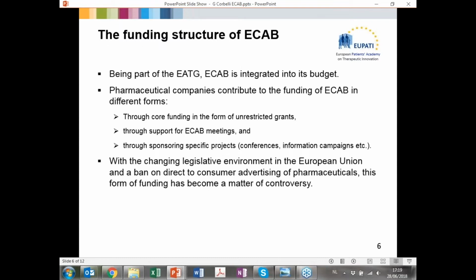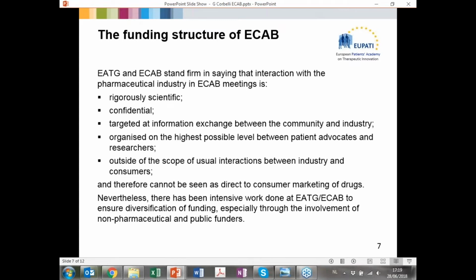So in this picture, you know very well that it is challenging to have an interaction with the pharmaceutical companies, and also to be funded by pharmaceutical companies, especially in some European countries where there is a ban on direct to consumer advertising from pharmaceutical companies. So in the next slide, please, we can see how we try to address this issue.